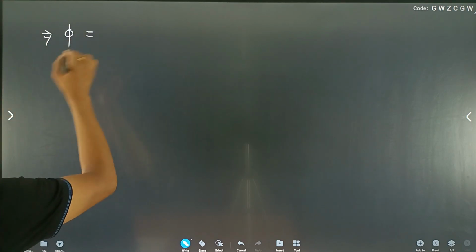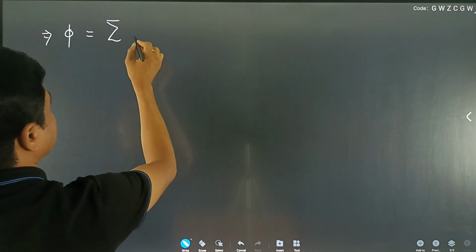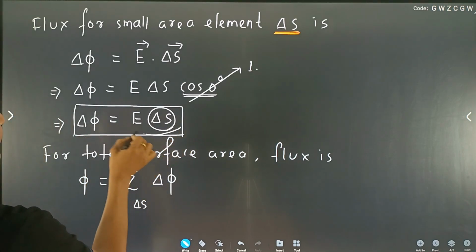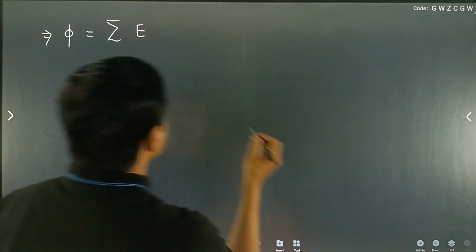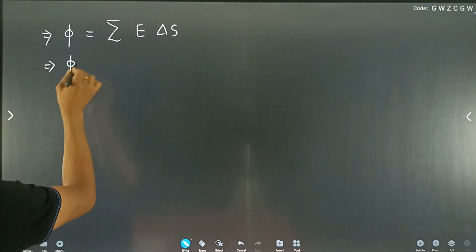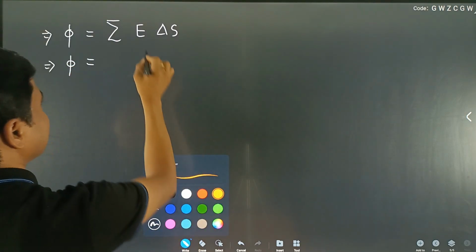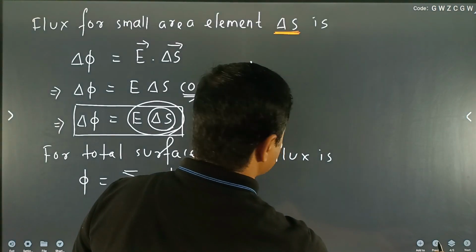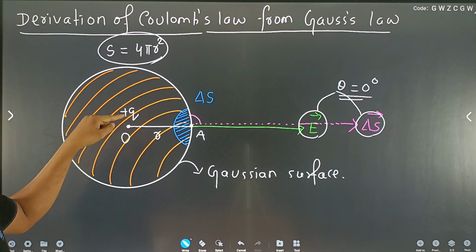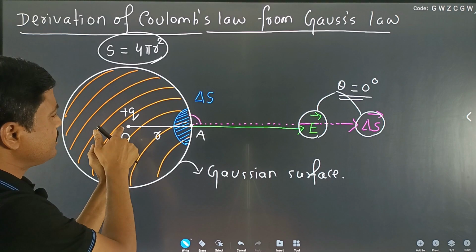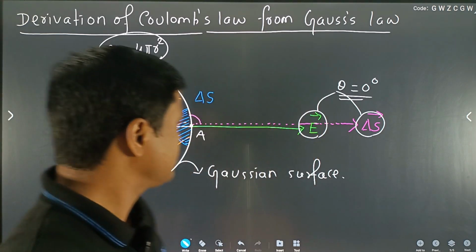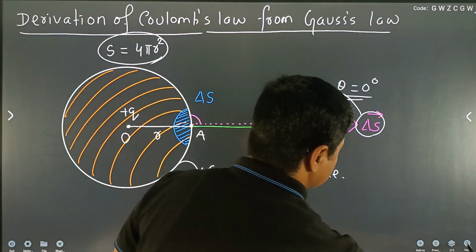That implies we write net flux phi is equal to the sum of, in place of del phi we write E del S, that is E multiplied by del S. That implies phi is equal to, here the electric field at point A is a constant. Why? Because the charge plus Q is a constant, and the distance between the center and the observation point is also constant. In this case, that is R. So the electric field at point A is a constant.